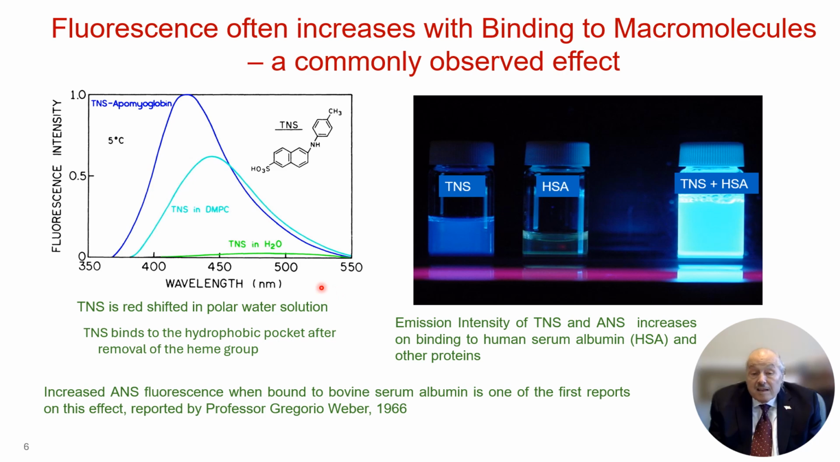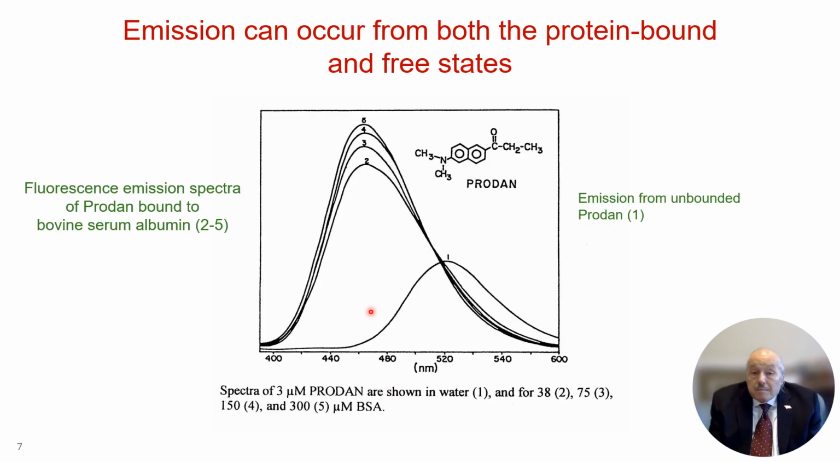So in a case like this, you can measure the amount of bound fluorophore or the binding constant just by looking at the fluorescence, and you don't have to worry about the unbound fluorophore. This isn't always the case, so you can't say that whenever you have a bound fluorophore, you don't have to worry about the free fluorophore.